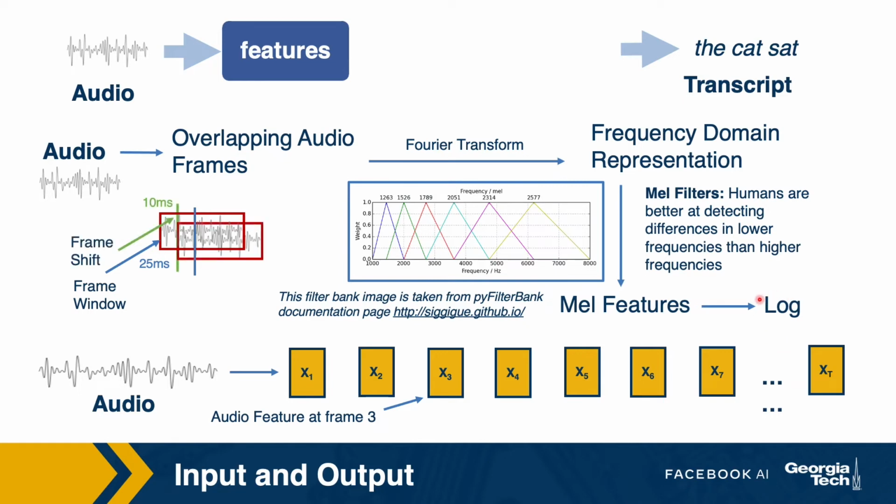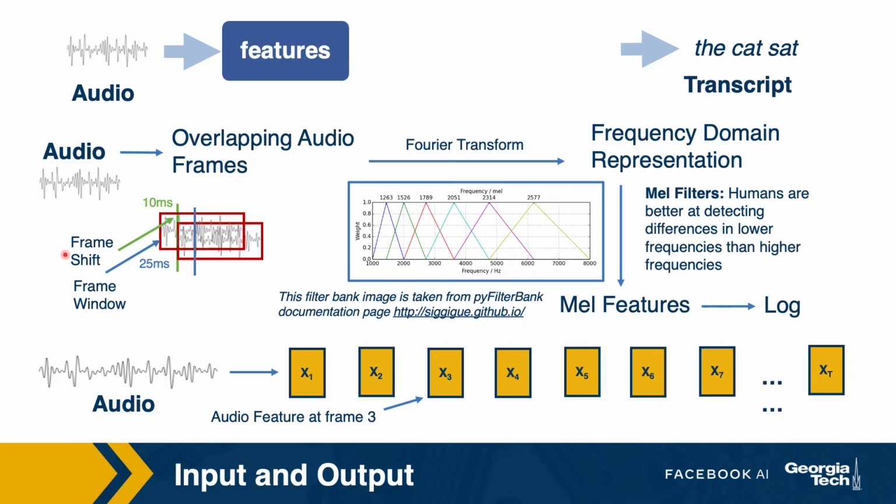As I said, we want to have overlapping audio frames, and the reason for that is that audio is a continuous signal and we don't want to lose continuity while we are processing future frames, right? And that's why we have overlap. How much overlap there would be between frames is decided by another variable called frame shift. So along with the frame window, we have another variable now called frame shift.